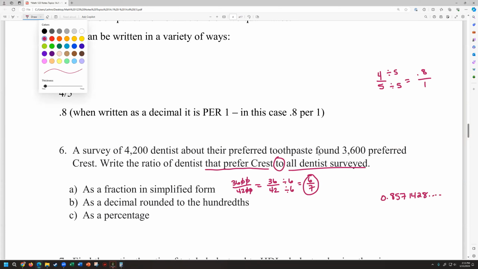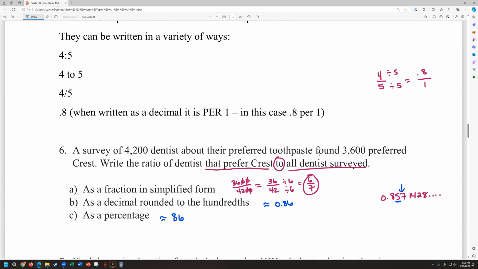Okay. To the nearest hundredth is going to be that second place after the decimal, and we have to look at the digit behind it. So the 5 is going to get bumped up to a 6 because of that 7. So this is approximately 0.86. Okay. As a percentage, well, we move the decimal 2 places to the right, and we would say that's approximately 86%.